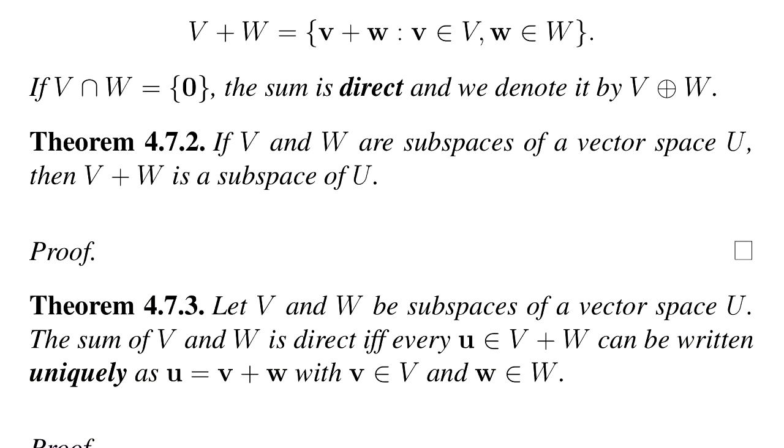Now, the first statement I want to make is that this sum of two vector spaces is itself a vector space. Okay, so V plus W is a subspace of U, regardless of whether it's a direct sum or not. It's always a subspace.